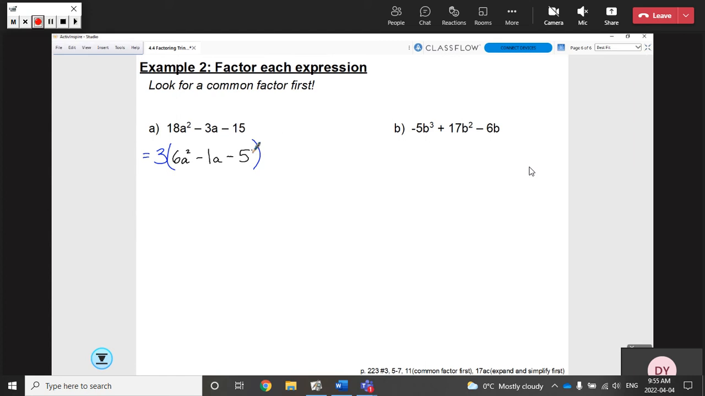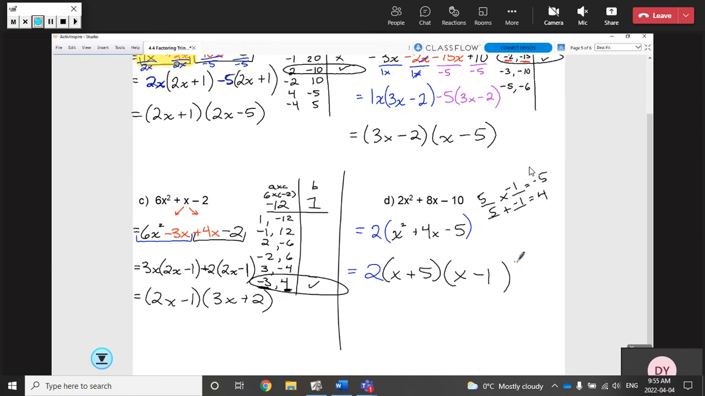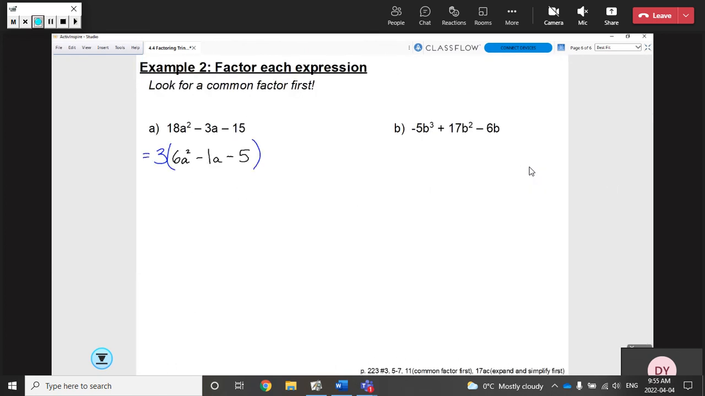And now, if you look in this trinomial, it's not a pretty one. And when I say not pretty, I mean not a simple one. When we factored it out here, we were pumped about that. But this one, we're like, oh, okay, here's what we're dealing with. So we build our little chart here. 6 times negative 5 is negative 30. So we're trying to multiply to negative 30 and add to negative 1.